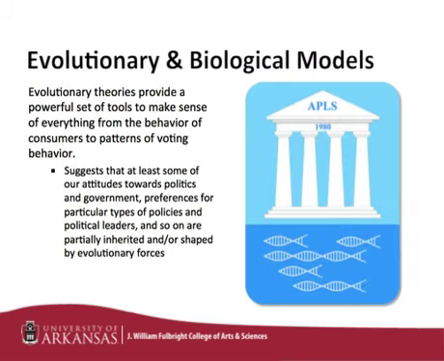Now, a more advanced approach to understanding this is that of the evolutionary and biological models that have taken hold within political science and throughout most of the social sciences over the past couple decades. Here, the idea is that evolutionary theories provide us a powerful set of tools to understand the behavior of many different things, from consumption to voting behavior. And the idea here is that not only does our environment play a role, but also the inheritance that we have biologically and how we respond to the environment around us.